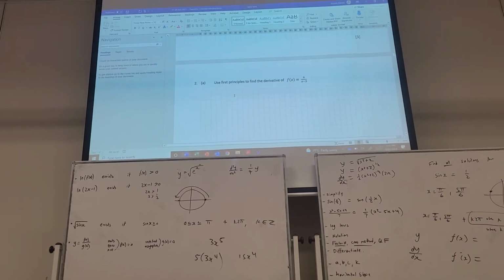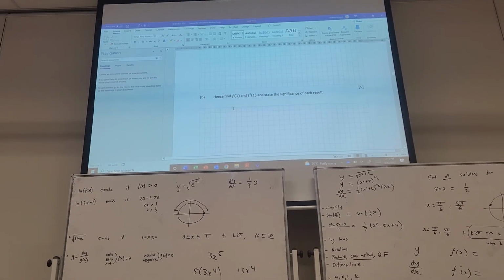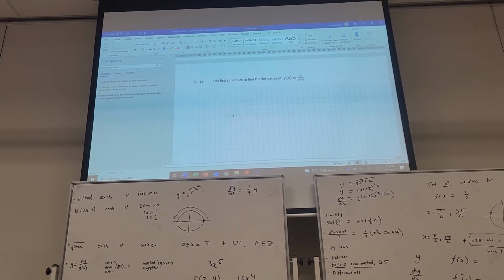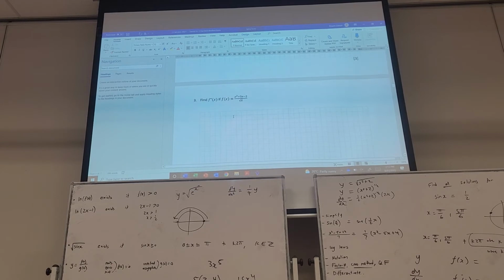Let's scroll through. First principles. Here, it doesn't say you need to simplify, so you don't need to. Same with this one. It just says find the second derivative. That's all you need to do. Only if it says show that the derivative is this, do you need to simplify. What about this one?